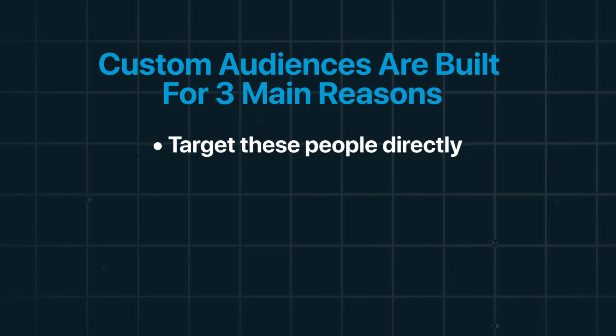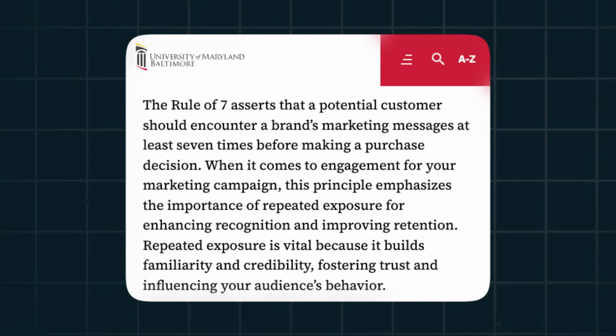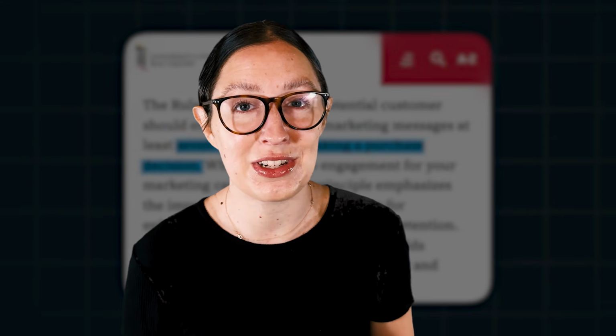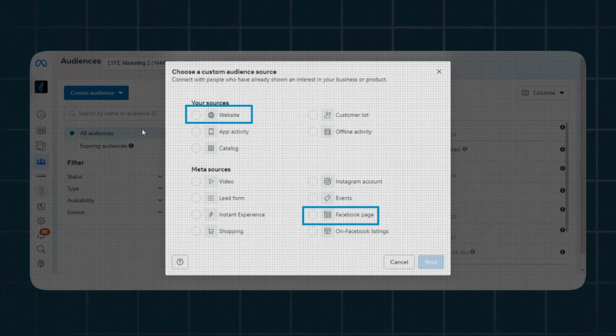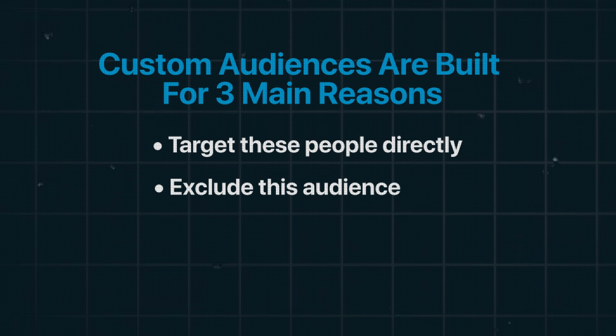The first is to target these people directly. This is called retargeting. On average, people need to see a brand 7 times before they convert, and you can't get in front of people 7 times if you're only targeting new people in the broad campaign all the time. So you can create a custom audience of website visitors or Facebook engagement or what have you, and exclusively target that audience. The second reason is to exclude this audience.